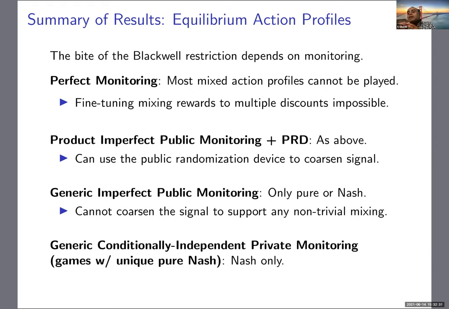As you have worse monitoring, it becomes harder and harder to monitor mixing, so it becomes harder and harder to give incentives for the right kind of mixing. Then fewer and fewer things satisfy the Blackwell criteria. Under perfect monitoring, pure actions are of course fine, Nash is fine, and some other types of mixing are also fine, but many types of mixing cannot be done. In the standard perfect monitoring world, all kinds of mixing can be done. There's no problem, you just have to adjust the future incentives. But here, not knowing delta means you cannot adjust future incentives exactly. So then you have a difficulty.